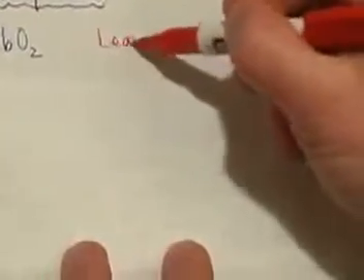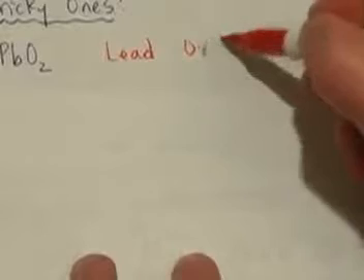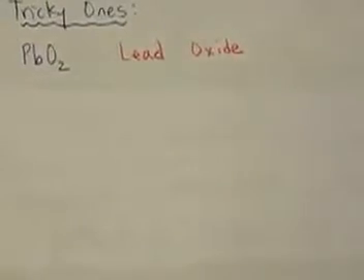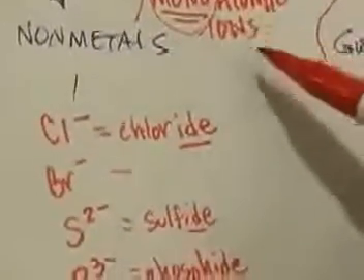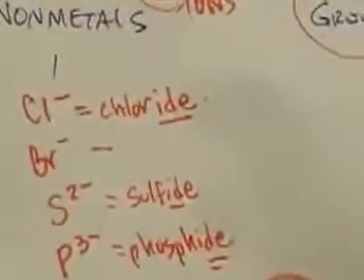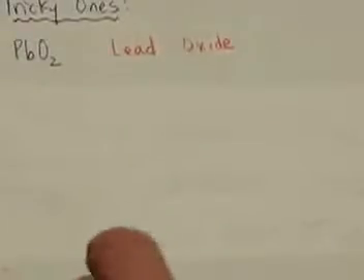Be careful of doing that. That's why this one is in the tricky ones, and there are a few others like this too. Pb is called lead, so name it lead. O is called oxygen, so make sure to put the IDE ending on it, because remember, if it's a monatomic ion, it always ends in IDE, and oxygen by itself is a monatomic ion, so it ends in IDE. So it would be called lead oxide, always ending in IDE when it's a single element.